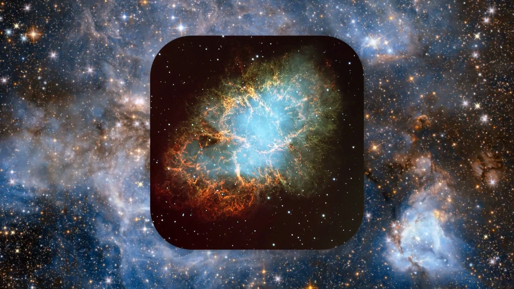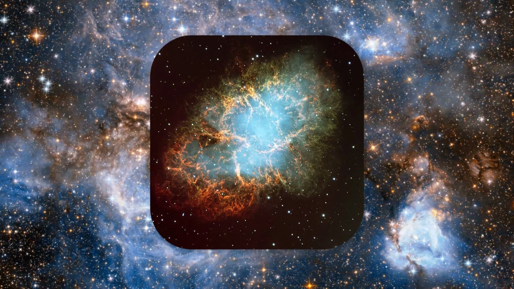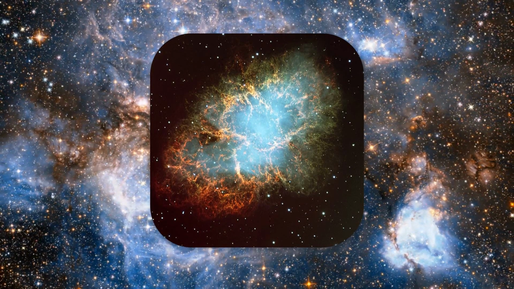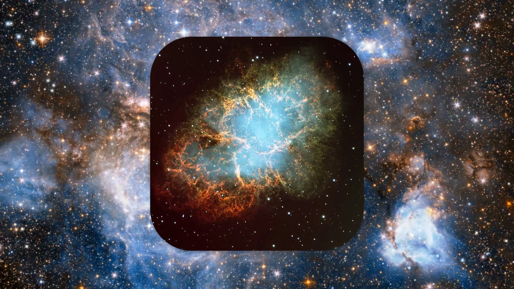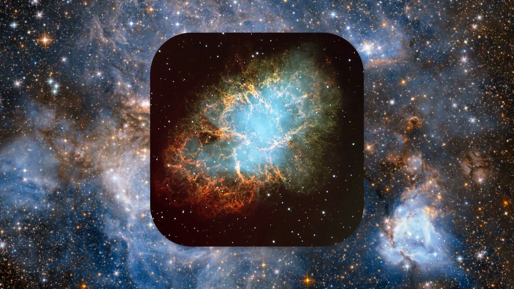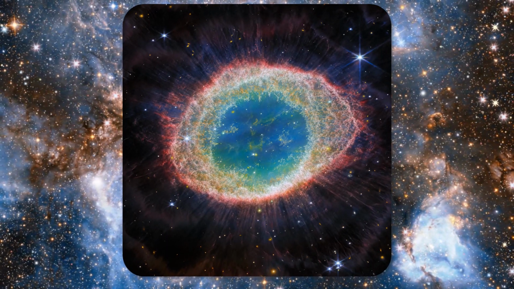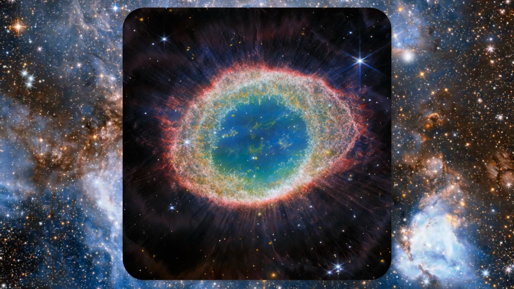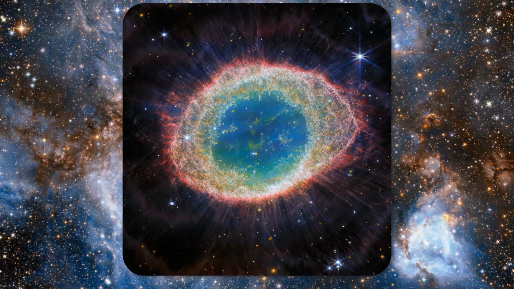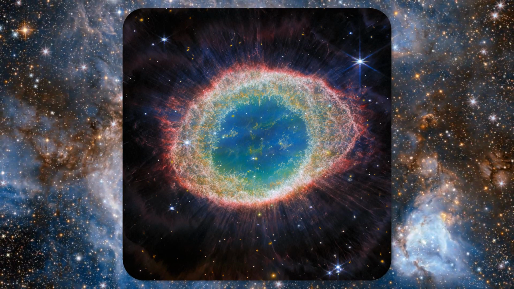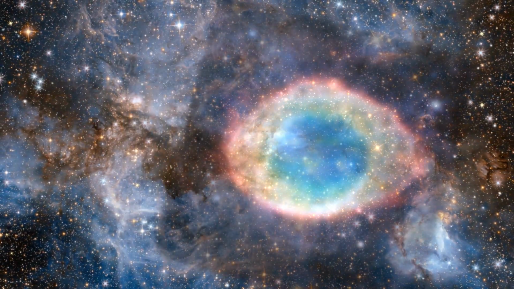The Crab Nebula, also known as M1, is a supernova remnant and pulsar wind nebula in the constellation of Taurus. The Ring Nebula is a planetary nebula in the northern constellation of Lyra. It is 2,500 light years away from the Earth.